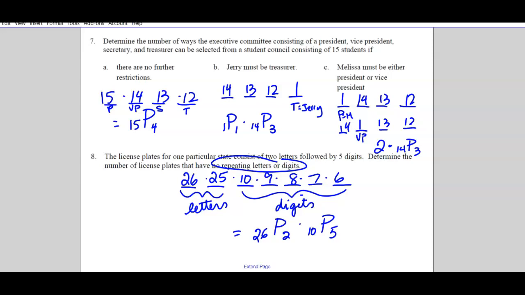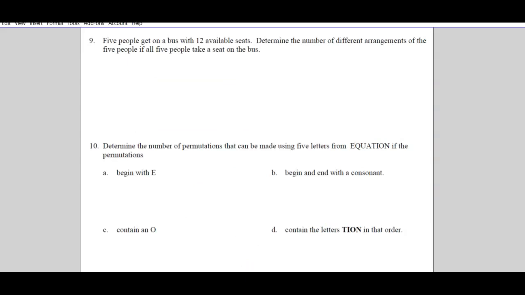Five people get on a bus with 12 available seats. Determine the number of different arrangements of the 5 people if all take a seat on the bus. Sometimes you get a little bit confused when you think about it. We've got 5 people, so normally we're arranging the 5 people, but we have 12 places to put them. So we're not saying arranging 5 factorial. We've got 12 places, so we're really arranging the 12 seats with those 5 people.